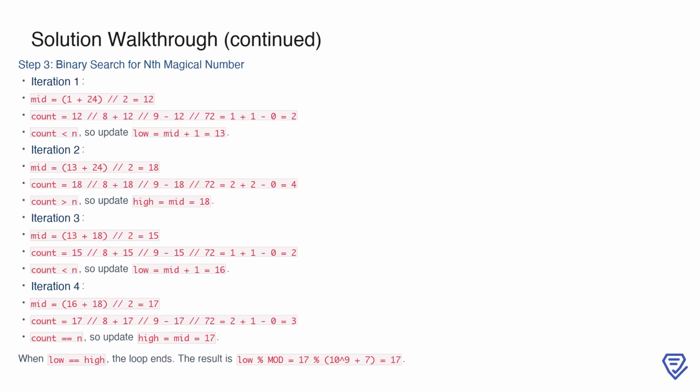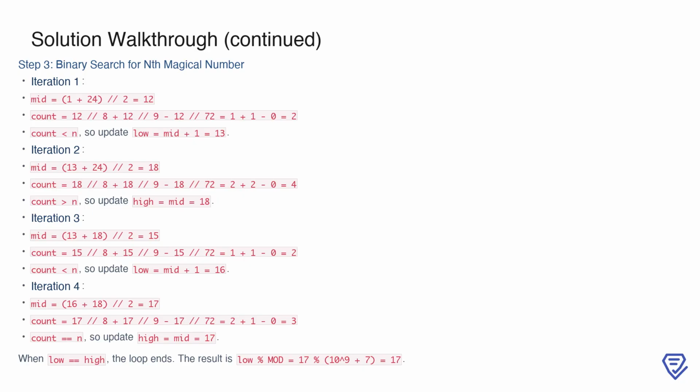In the fourth iteration, the midpoint becomes (16 plus 18) divided by 2, which equals 17. Counting up to 17, we calculate 17 divided by 8, plus 17 divided by 9, minus 17 divided by 72, yielding 2 plus 1 minus 0, for a total of 3. As this matches n, we update the high bound to 17.